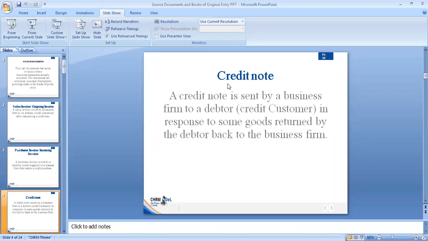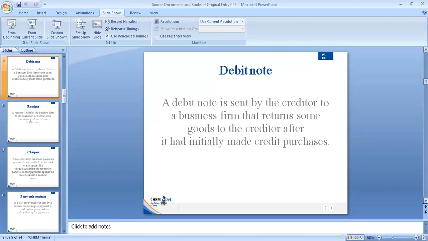So we need to prepare what we call a credit note, which is normally prepared to correct an overcharge for the goods that have been returned, so that we can reduce the amount that we had initially indicated in our invoice. So it is a document that is normally prepared and sent to the customer in response to the goods that have been returned back to the business by that particular debtor, or in short, to reduce the value or the amount that is captured in the invoice that was initially shared with that particular customer.